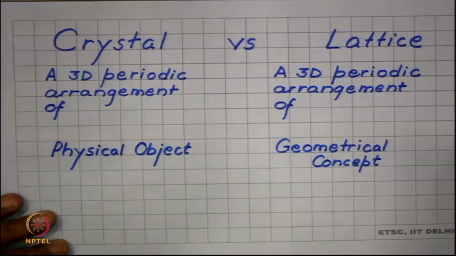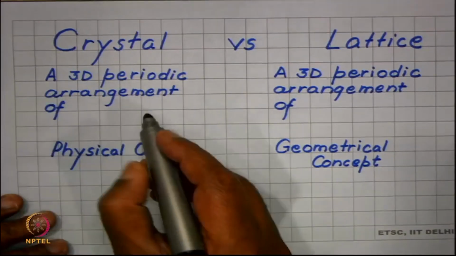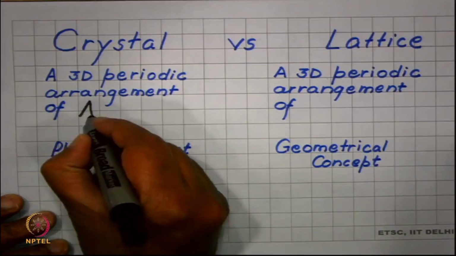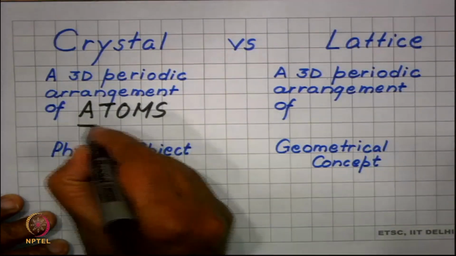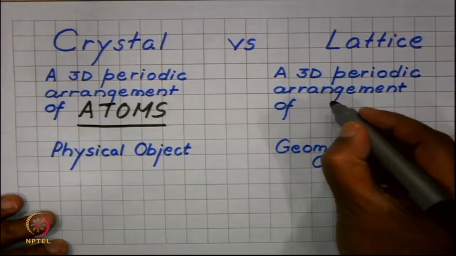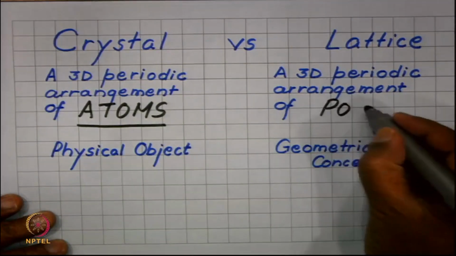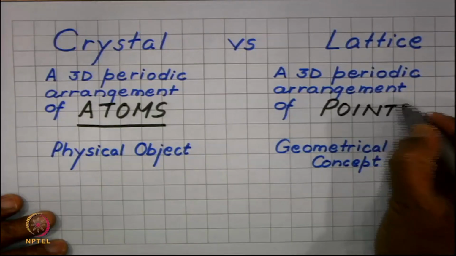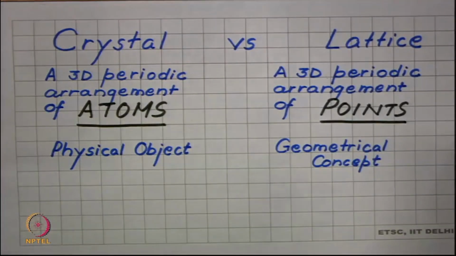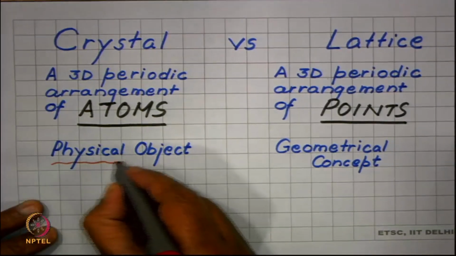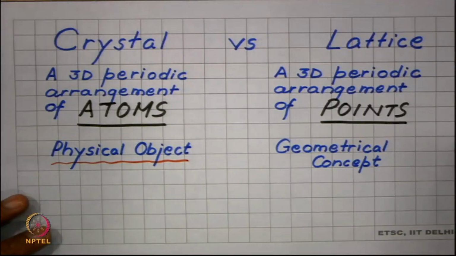So, let us put that together. Crystal, we said, a 3 dimensional periodic arrangement of atoms. Let me write that here. Lattice, a 3 dimensional periodic arrangement of points. So, you can see a crystal will be a physical object, atom is a physical object. So, a crystal will be a physical object.